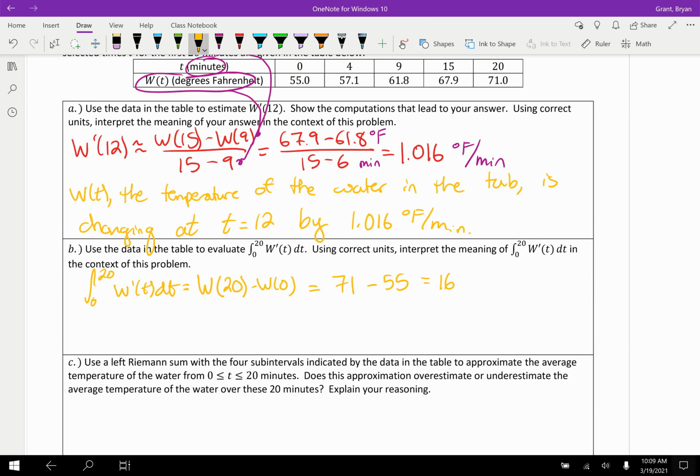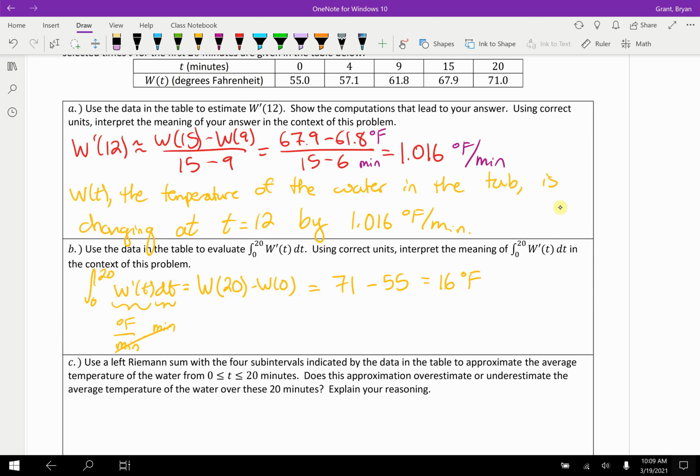Okay, 16 what? Let's look at those units. W prime of t. We just found a W prime up above. That's degrees Fahrenheit per minute. The change in time, that's minutes. Cancel. It looks like we're at degrees Fahrenheit. The other way you could have seen that is you could have realized you're subtracting two W values. If you subtract degrees Fahrenheit and degrees Fahrenheit, you still have degrees Fahrenheit.